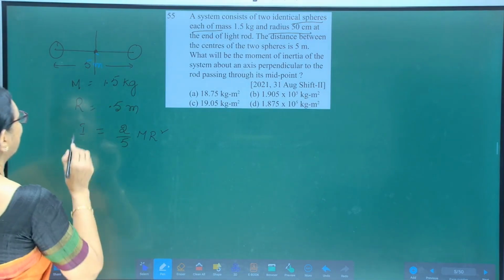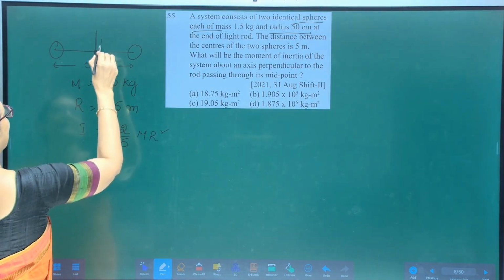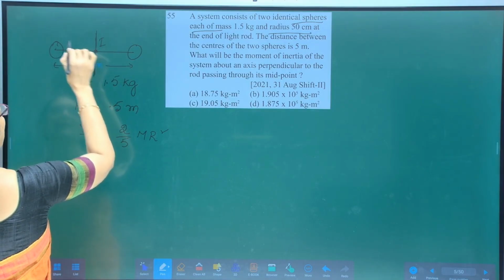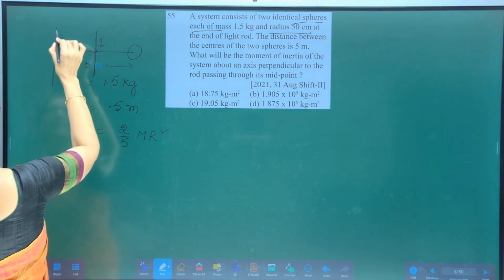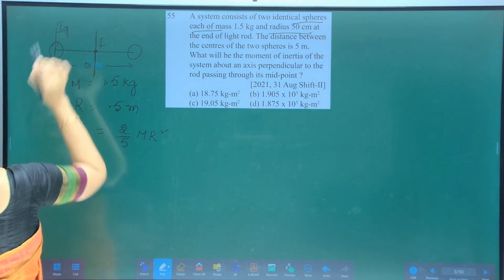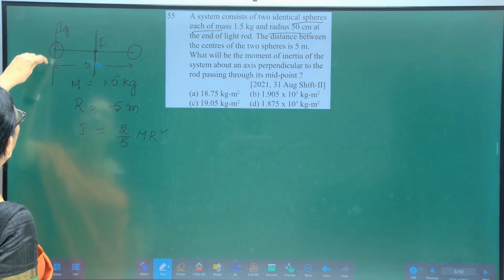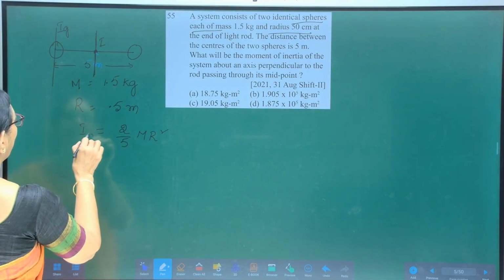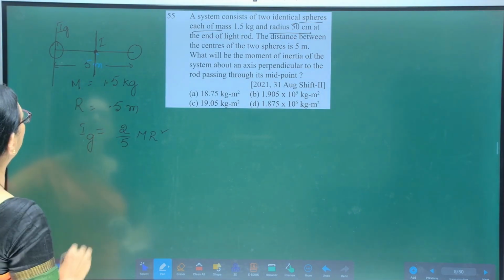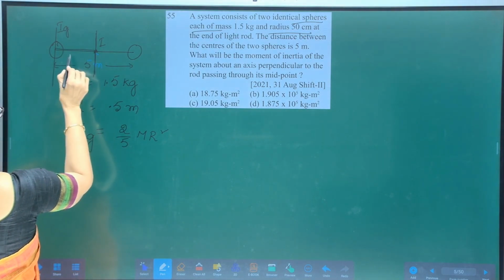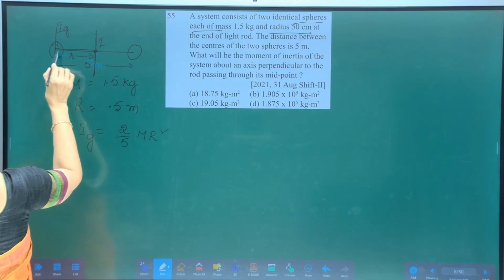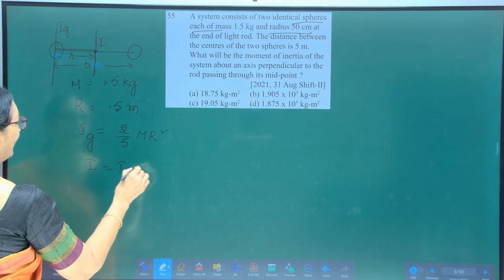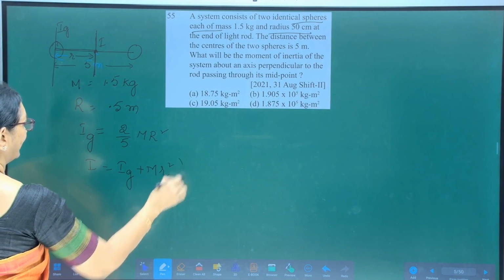That is, I is the moment of inertia of this sphere about this axis. You have to apply the parallel axis theorem. The moment of inertia of a solid sphere about any axis passing through the center of mass is 2 by 5 mr square. We take that as Ig in this problem, and this is the distance between the two parallel axes. So I is equal to Ig plus mr square.